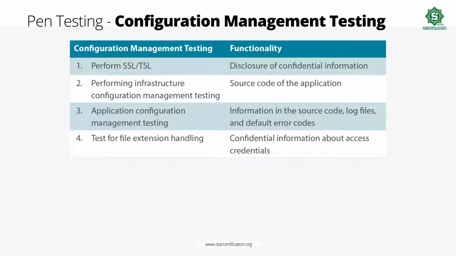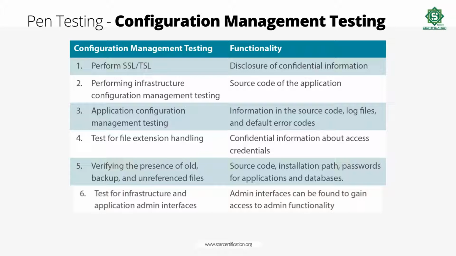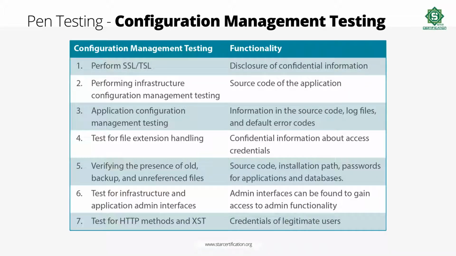Vulnerability scanners, spidering and mirroring tools, and search engine queries are used for manual inspection to test file extension handling. Reviewing source code, enumerating application pages and functionality. Next, directory and file enumeration is performed. Reviewing server and application documentation is done to test for infrastructure and application admin interfaces. Review the allowed HTTP methods using netcat or telnet.